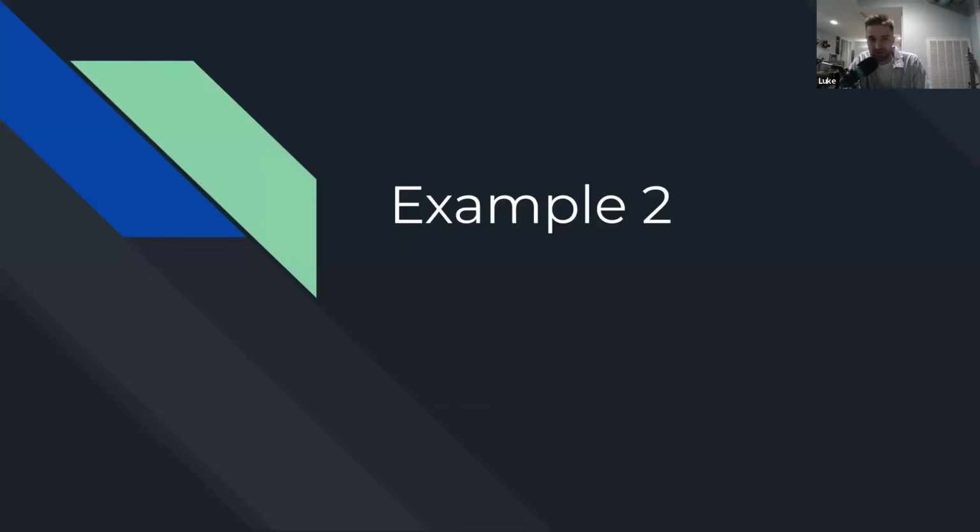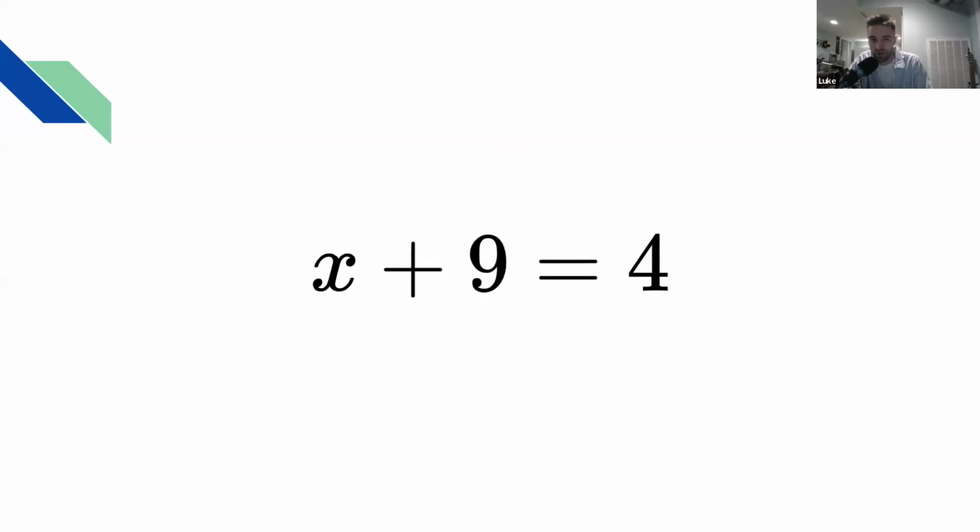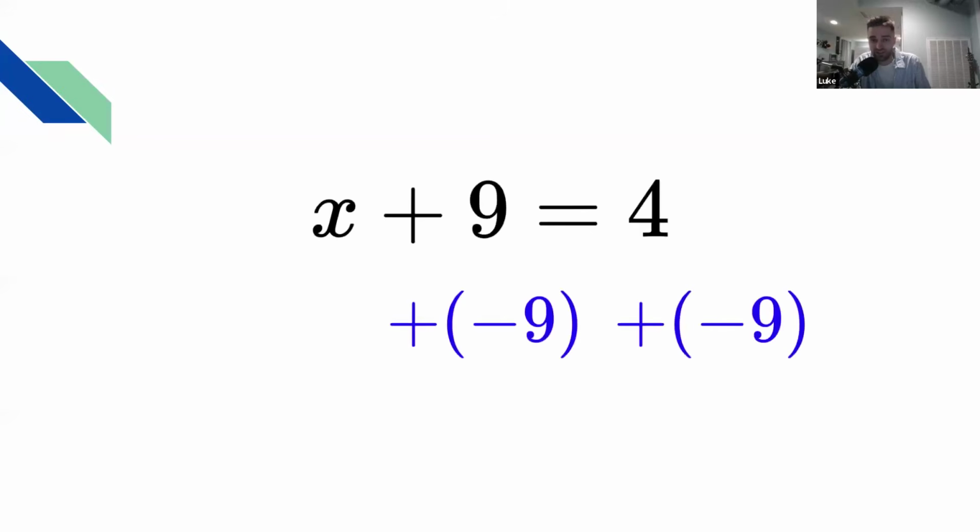In the second example, I have an equation x plus 9 equals 4. Once again, we want to use one of those properties, and once again, it's going to be the additive property. To isolate x, I want to add something to both sides. What I want to add to both sides is actually negative 9. This looks pretty confusing right now, but there's a reason that I'm presenting it this way.